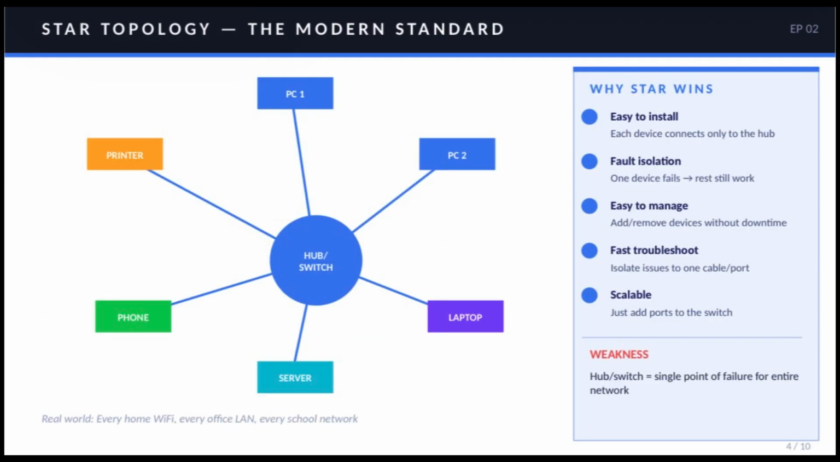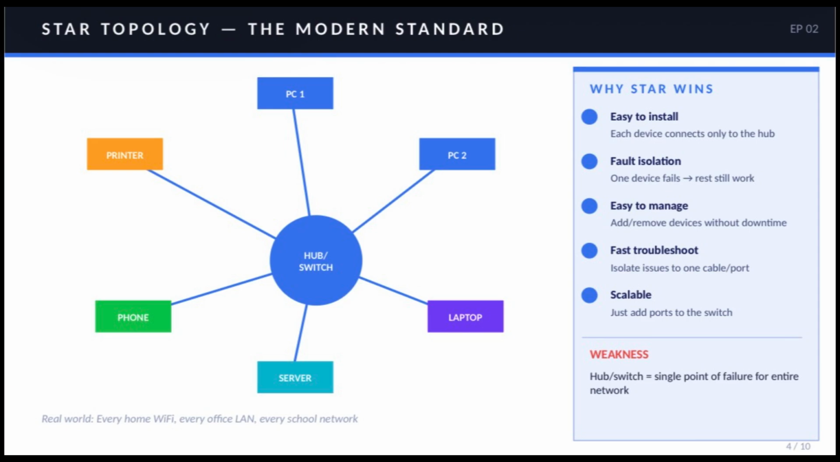This is the topology you are living in right now. Star. Every device connects to a central hub or switch. Your laptop connects to your router. Your phone connects to your router. And your smart TV connects to your router. The router is the center of the star.